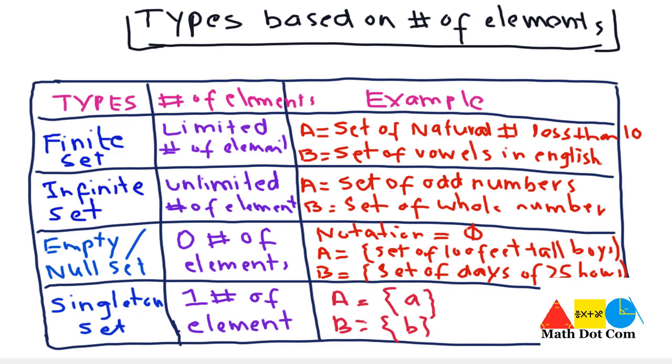So these are the examples: first of all the types, then the number of elements, and with examples how you represent them. So this was the types of sets based on the number of elements. Now let's see the types of sets on the basis of equivalency.